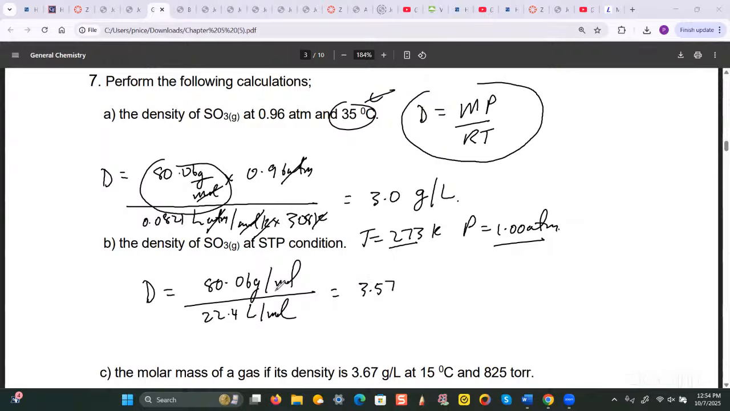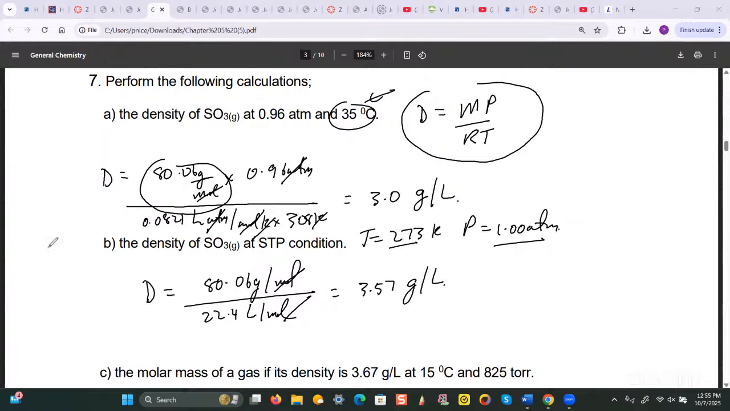And the units here again would be grams per liter, right? So that's a much easier and shorter way of doing this problem. Okay, any questions about that one?